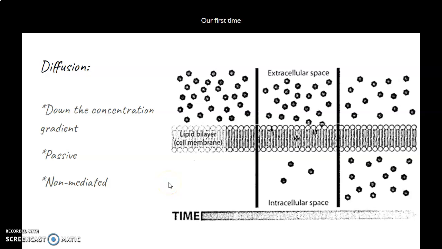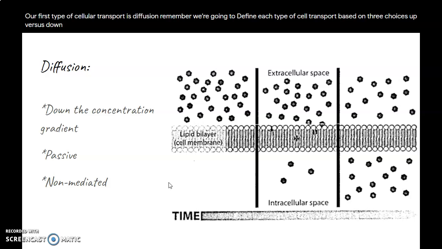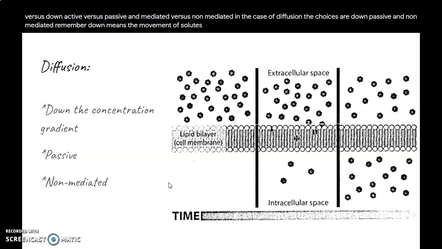Our first type of cellular transport is diffusion. Remember, we're going to define each type of cell transport based on three choices: up versus down, active versus passive, and mediated versus non-mediated. In the case of diffusion, the choices are down, passive, and non-mediated. Remember, down means the movement of solute particles from an area of high concentration towards an area of low concentration.